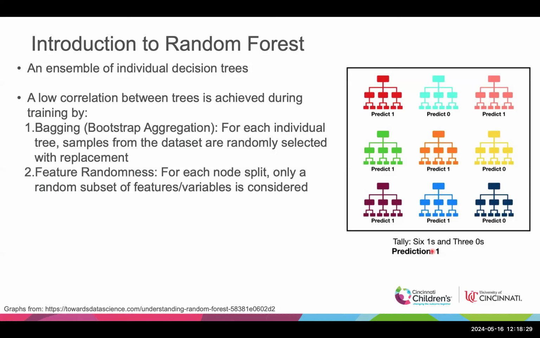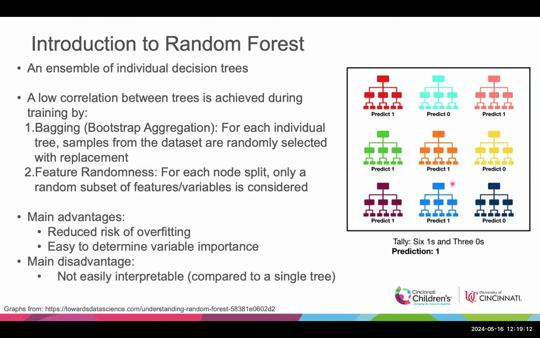The low correlation between these trees is achieved during training by 2 steps. One is called bagging, or bootstrap aggregation. For each individual tree, a set of samples is generated by randomly picking samples with replacement. So the sample is not subsetting, the sample size stays the same. You just pick randomly out of a pool of all samples with replacement. So you might pick some samples 10 times. The second step is the feature randomness. For each node where we split, only a random subset of the features, in this sense the variables, are considered. That way we grow a lot of decision trees in our forest, having a low correlation with each other.